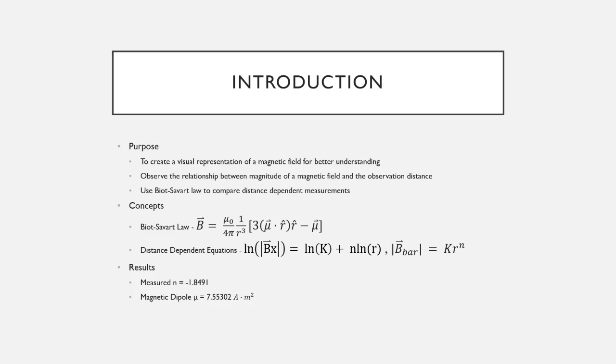And a quick preview of the results: our measured n value was negative 1.8491, and our magnetic dipole moment mu is equal to 7.55302 amps per meter squared.